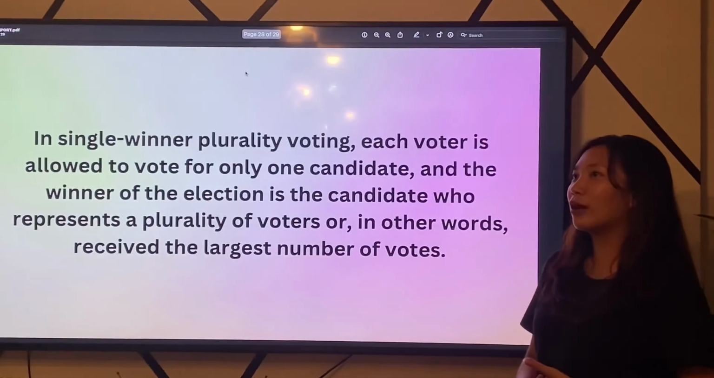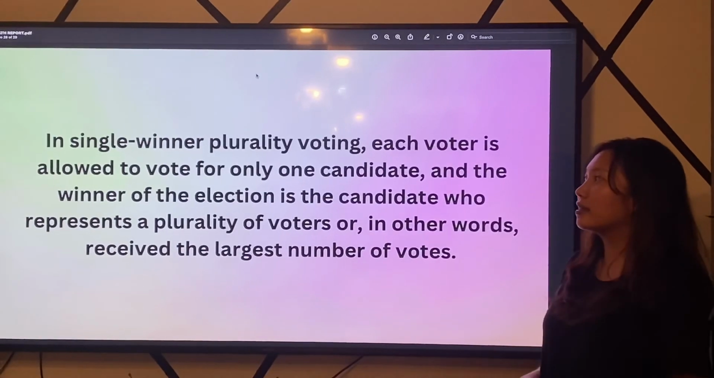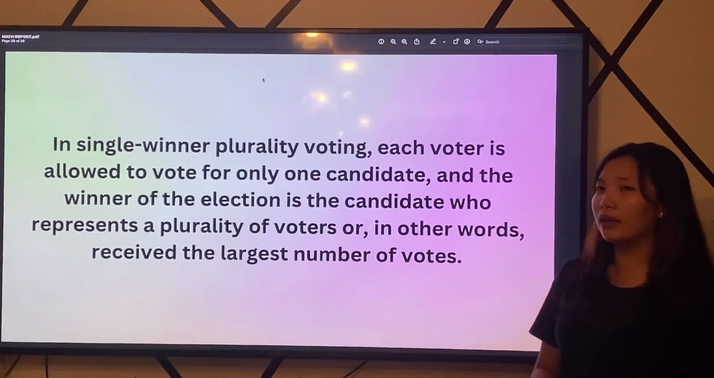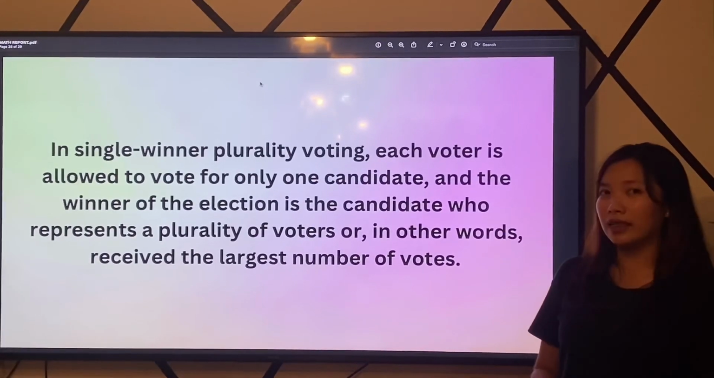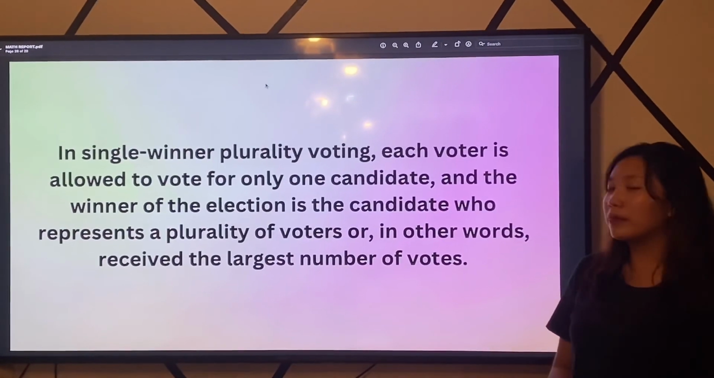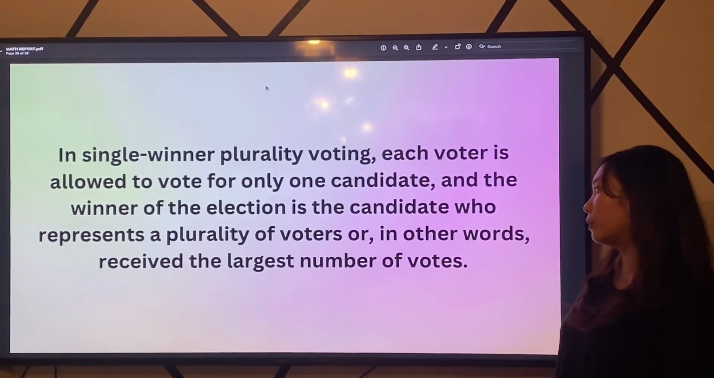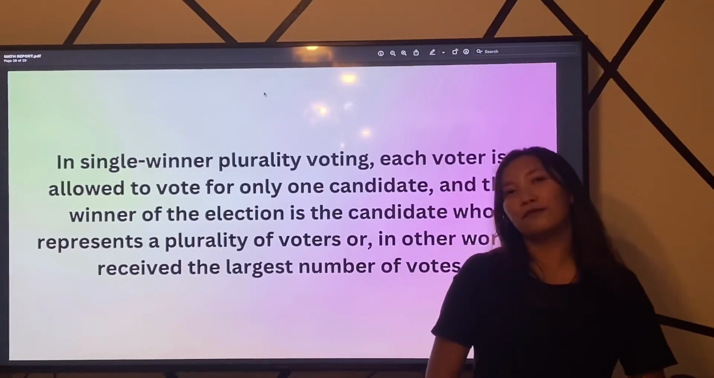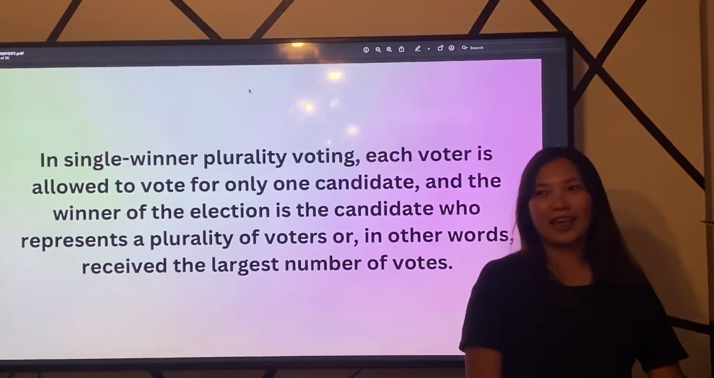So that's all for our examples. Again, in single winner plurality voting, each voter is allowed to vote for only one candidate. The winner of the election is the candidate who represents a plurality of voters, or in other words, receives the largest number of votes. So that will be all. Thank you.